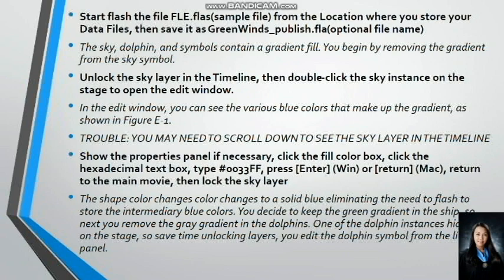Next, click the color box, click the hexadecimal text box, type 0033FF, and then press Enter if you have Windows, and if you have a Mac laptop, press Return. Then go back to the main movie, then lock the sky layer.